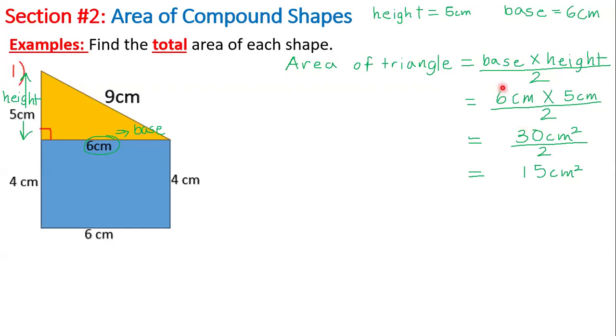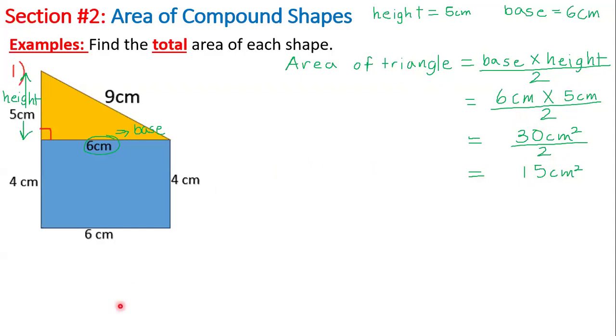You understand how we got the base? The base here is 6, right? Yes, sir. The height is what? 5. And then we have to multiply the base times the height, which gives us what? 30. Good. So 30 centimeters squared divided by 2 is what? 15 centimeters squared. Okay, I understand now. So the area of a triangle is going to be base times height divided by 2. Now we got the area of the triangle.